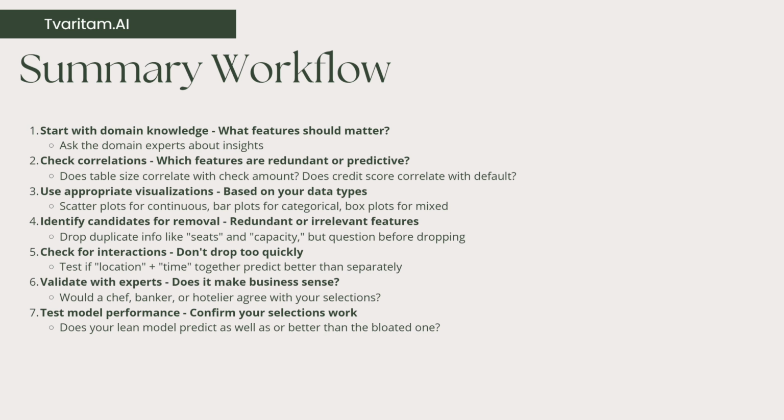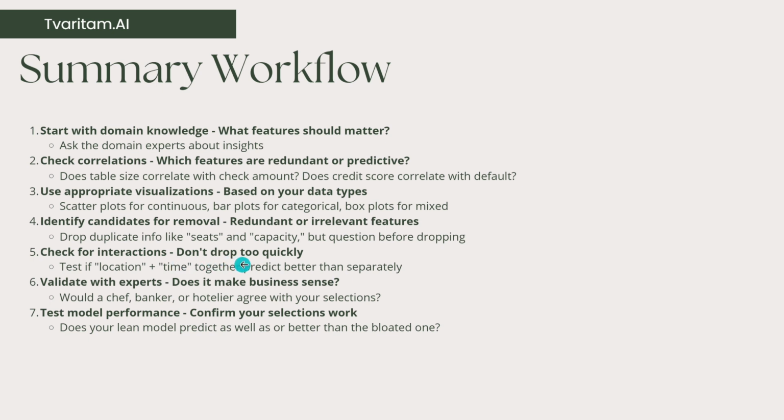You should use appropriate visualization techniques: scatter plots for continuous variables, small multiple bar plots for categorical variables, and box plots for mixed categorical and continuous relationships. You have to identify redundant features that are strongly correlated with each other. You can verify all the findings with domain expertise, and finally test model performance with and without certain features to confirm whether removing them actually improves the performance, keeps the accuracy similar, or decreases the predictive accuracy.